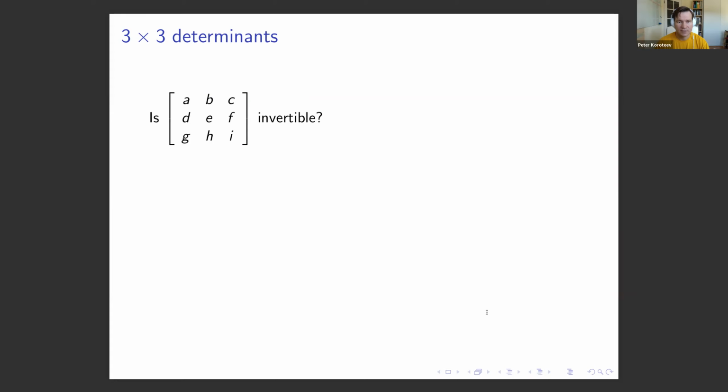So answering the question of when this 3 by 3 matrix with 9 components is invertible brings us to the notion of the determinant of the 3 by 3 matrix. And of course, the determinant exists for any square matrix. There's a combinatorial formula, but we'll talk about this some other time.